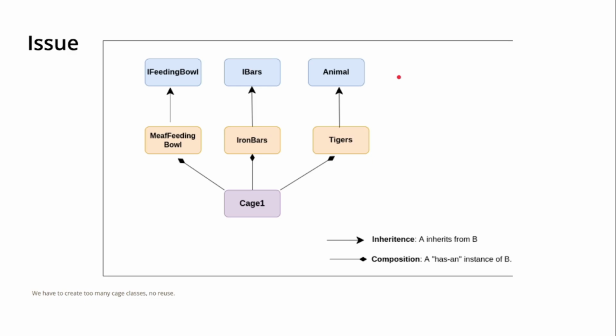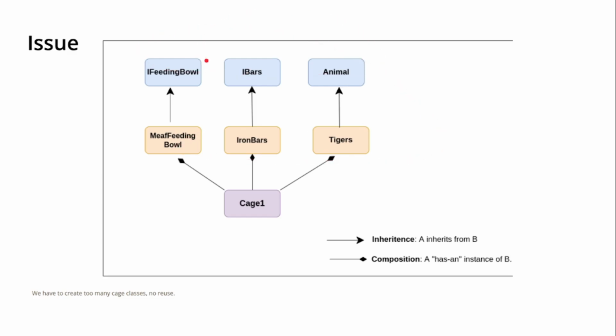So here the issue is, for every type of cage we need to create a new class. We can't simply create the cage object, because each cage is hard coded. The things are hard coded, that this cage will have only meat feeding bowl and iron bars. And there could be 10 different types of cages, so we need to create 10 different classes. And this is what dependency inversion was stating, that higher level modules should not depend on lower modules. Instead, they should depend on the abstraction. So the cage class should not depend on this layer, it should depend on this layer.